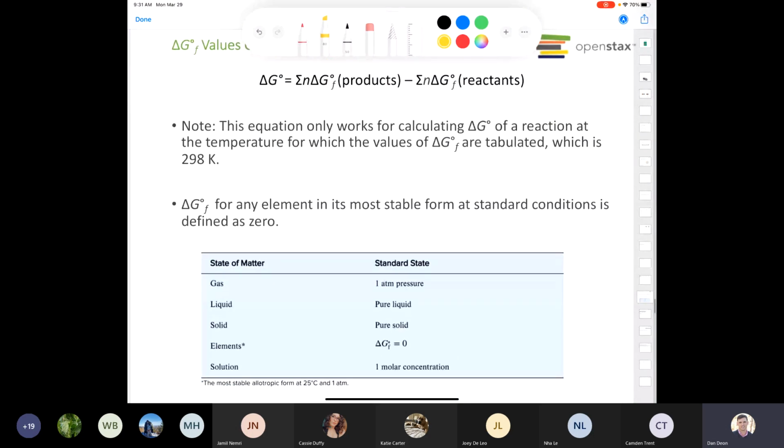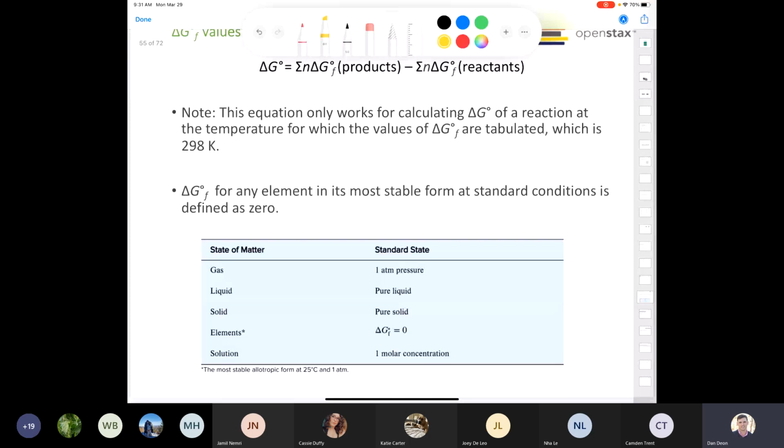Okay? And notice that this equation only works when calculating the standard free energy change of a reaction at 298 Kelvin, because we know that delta G depends on temperature, right? Delta G is equal to delta H minus T delta S. And so that tells us that if our temperature is not 298 Kelvin, we're going to have to evaluate that free energy change at a different temperature.